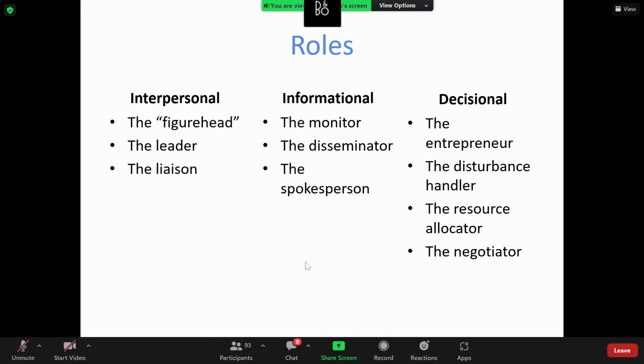If you are a manager in future, you should know. Even if you are not a manager but a business person in the future, you have to know these 10 managerial roles. Number one, interpersonal roles. Under that, there are three roles: figurehead, leader, and liaison.